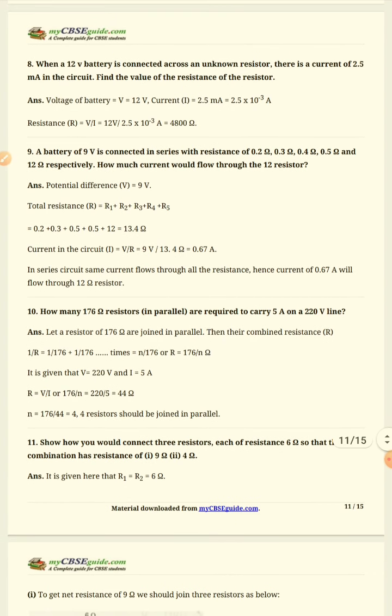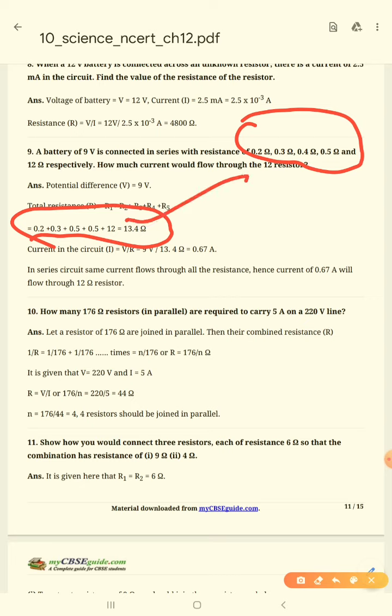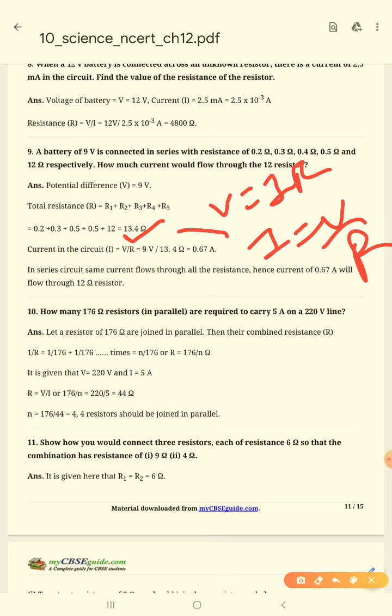Next question. A battery of 9 volt is connected in series with these resistances. How much current would flow through the 12 ohm resistor? No problem. These 5 are connected in series. In a series combination, we find the total resistance by adding them: R equal to R1 plus R2 plus R3 plus R4 plus R5. Then we get 13.4 ohm. We have to find the current in this circuit. We know from Ohm's law that V equal to IR, so I equal to V upon R. We have V and we have total R. After solving this, we get the current 0.67 ampere.